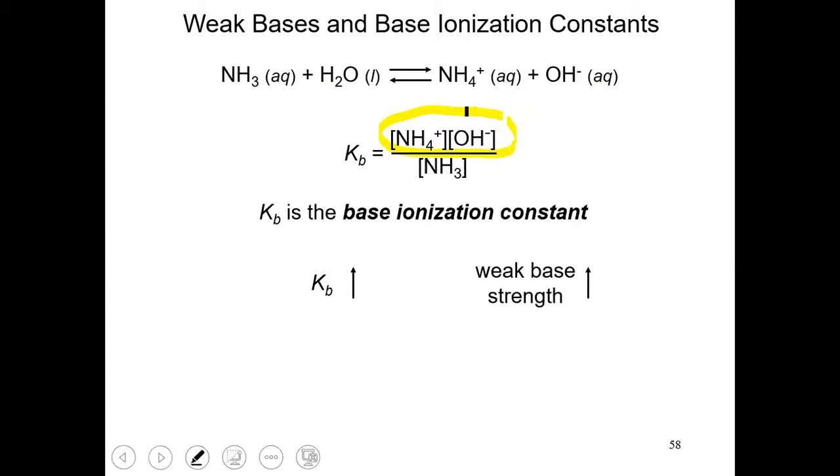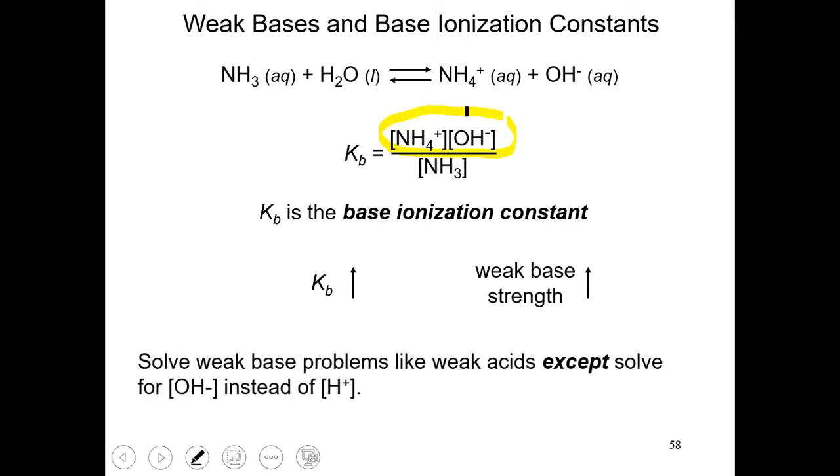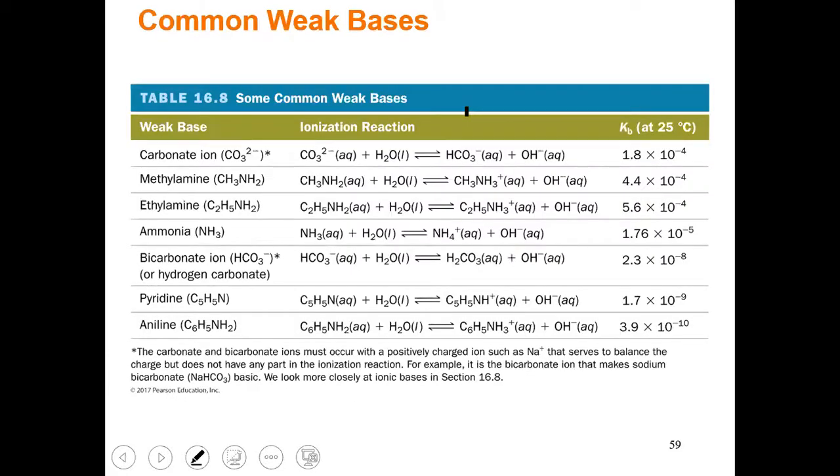Now, when we solve problems with bases, we're going to use the same approach that we used before with acids. The difference is that in this case, what we're going to be solving for in our ice table is not going to be the concentration of hydrogen ions, but the concentration of hydroxide ions, okay? So don't forget about that. Once more, we have these tables, such as this one. This one is from the Tro book.